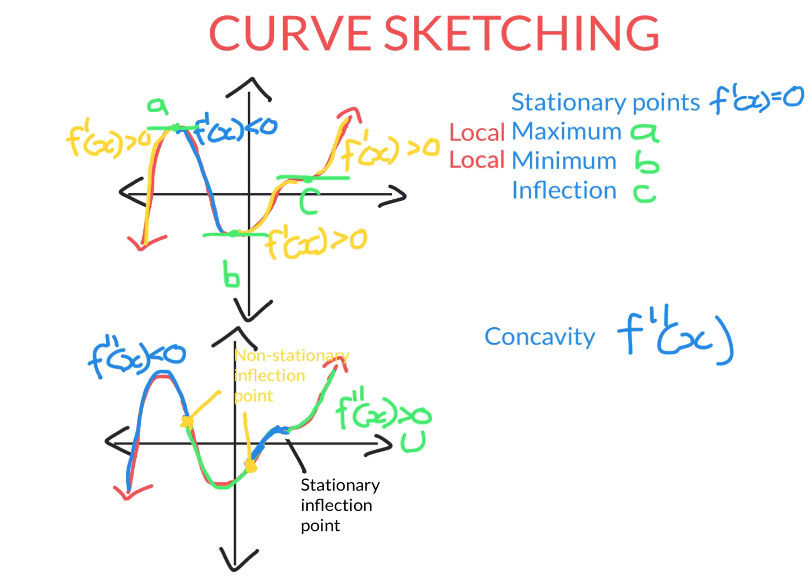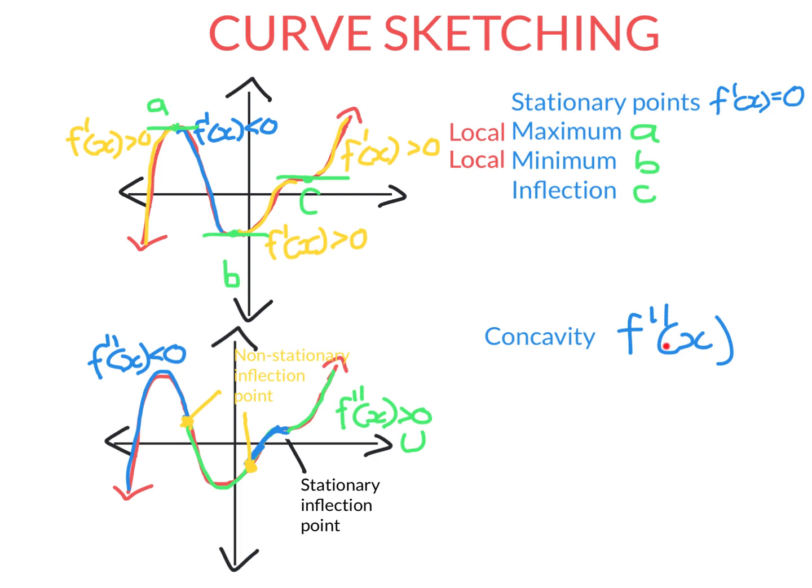So decreasing means as you go to the right, as x increases, you go down because y is decreasing. So in this region, if you had a higher value of x, you'd actually get a lower value of y. So a function is decreasing whenever its first derivative is less than 0. Negative gradient means it leans to the left, whereas positive gradient means the curve is leaning to the right. So that's the information we can get from the first derivative.